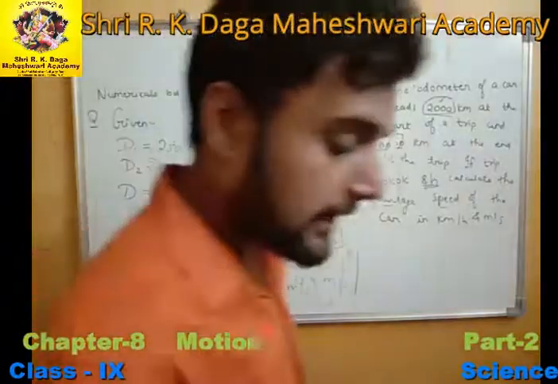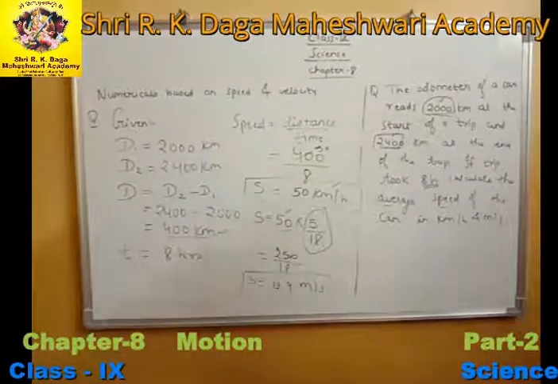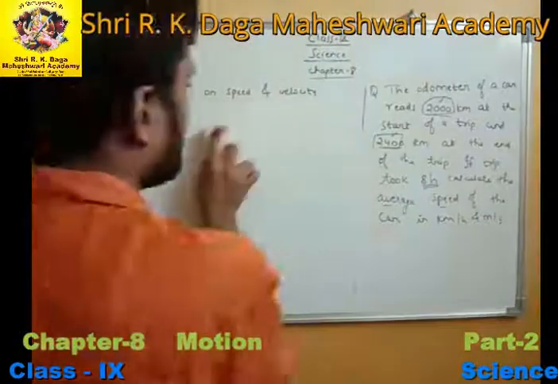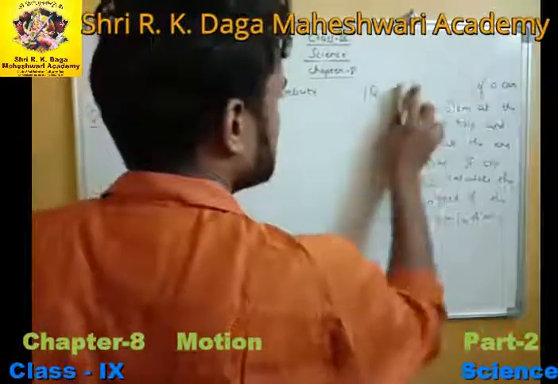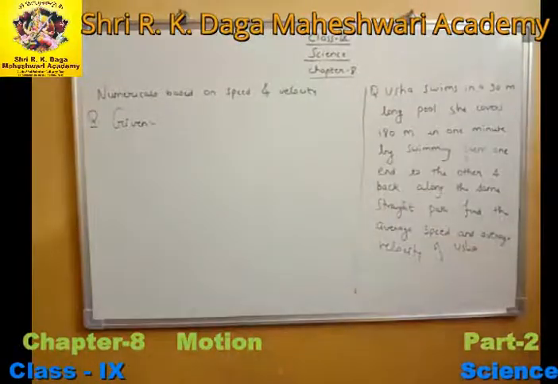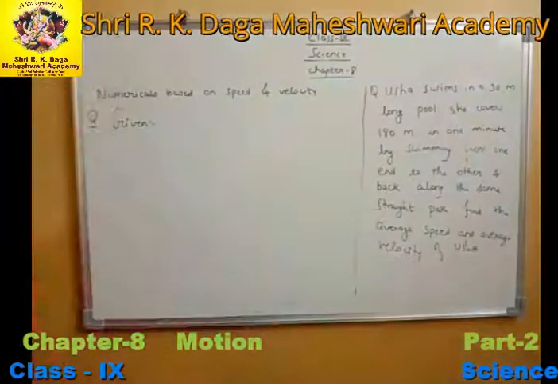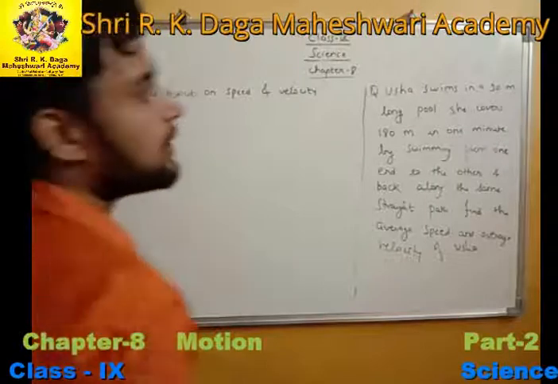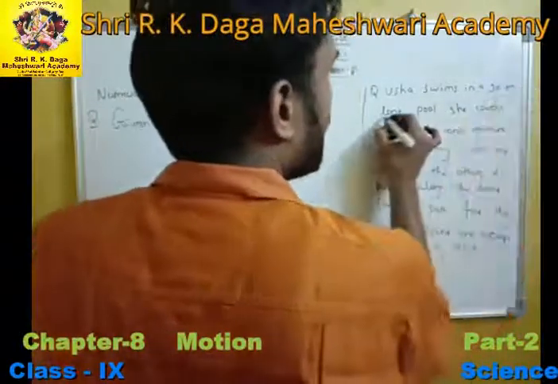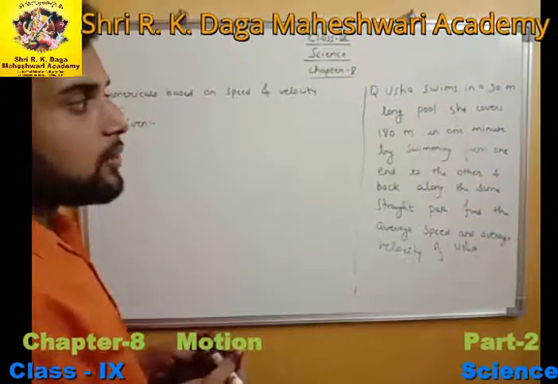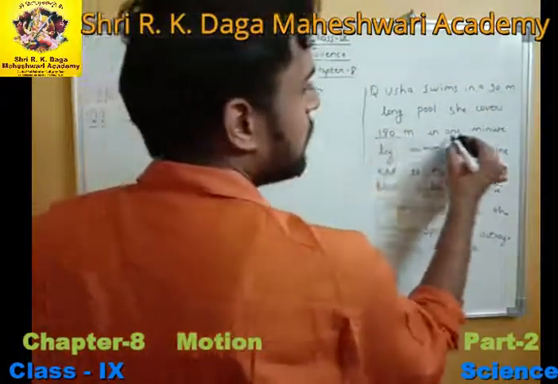Now we will practice one more numerical based on the speed and velocity. I am writing the question over here. Okay. So what does the question state to us? The question is saying that Usha can swim in a 60-meter long pool. She covers 180 meter in 1 minute.